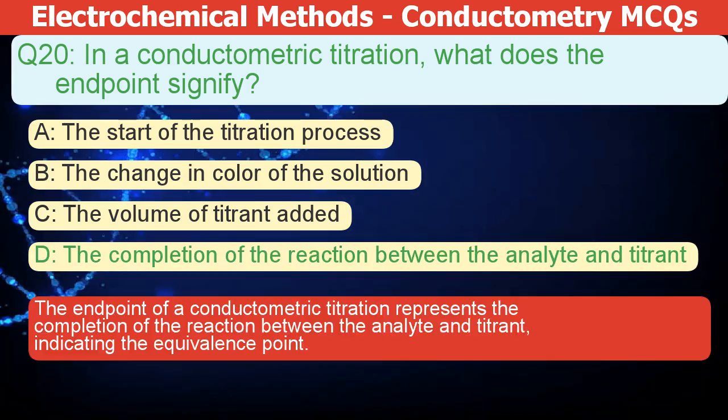The correct answer is D. The endpoint of a conductometric titration represents the completion of the reaction between the analyte and titrant, indicating the equivalence point.